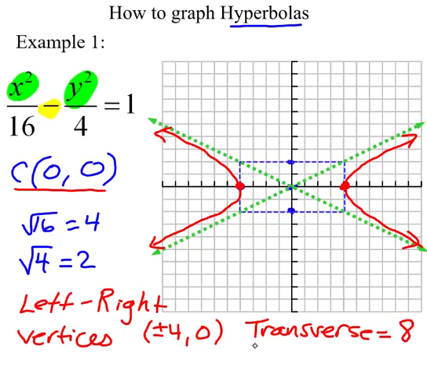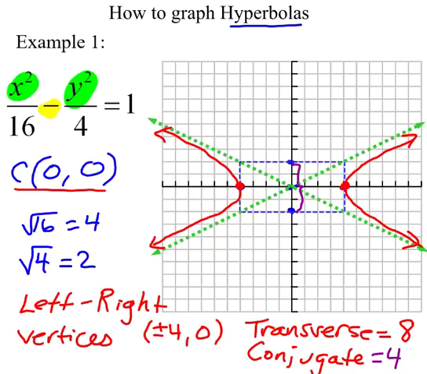I can also find what's called the conjugate axis. The conjugate axis is the other direction. It's the side where the branches are not existing. So the conjugate axis in this problem is 4 units. Last thing I can do at this point is write the equations of the asymptotes.